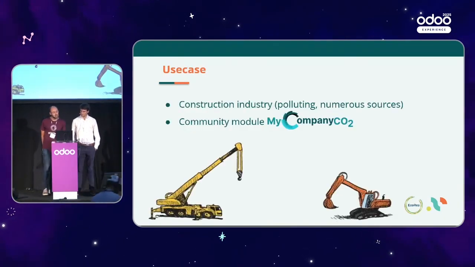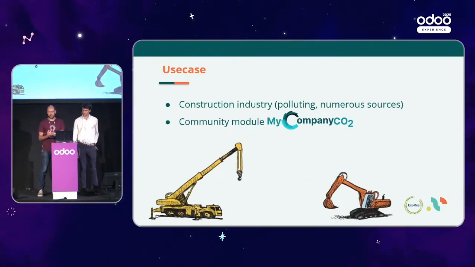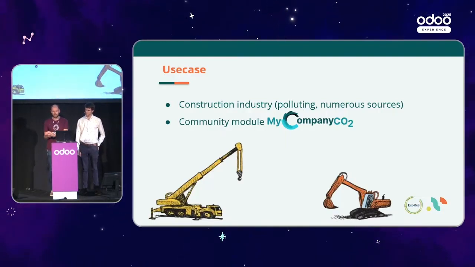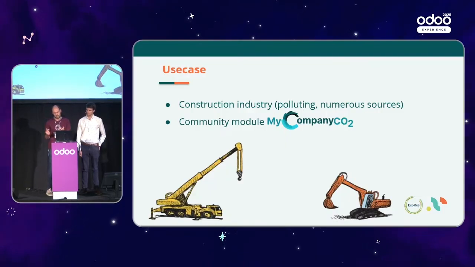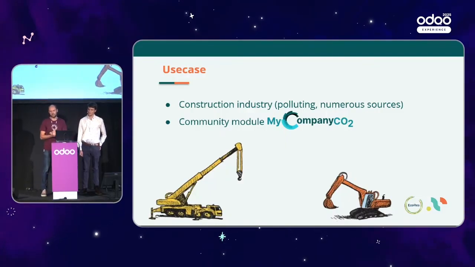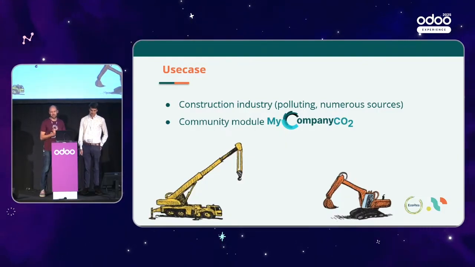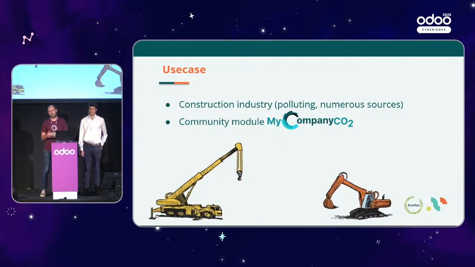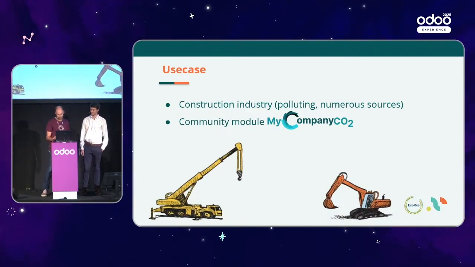Okay, and to discuss today, we'll have a use case in the construction industry. From something real that we implemented with Odoo, construction, because it's polluting. There are numerous sources of pollution, and this is a sector where that kind of tool is definitely relevant. To do the demo, we'll be using a community app called MyCompanyCO2, which is like the grand brother of Odoo ESG that you might discover today.